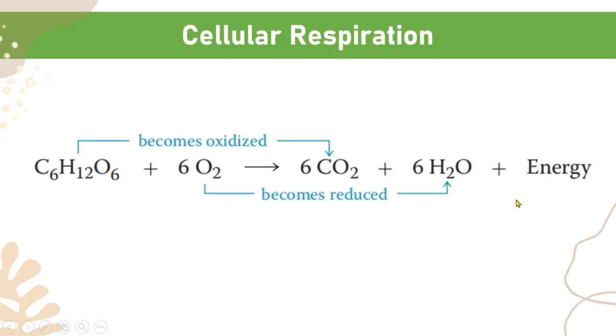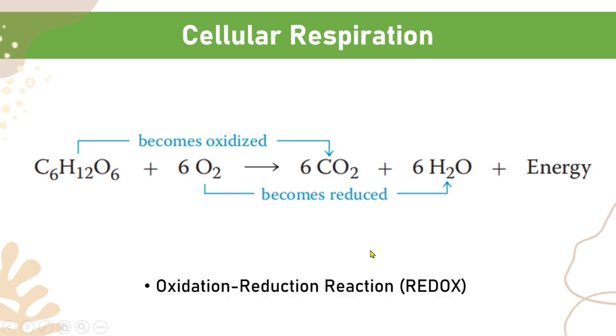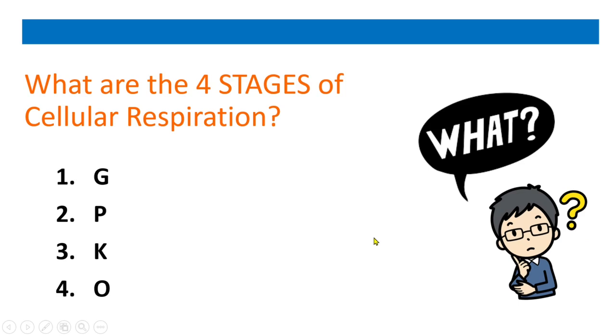Now, another thing we have to talk about is that cellular respiration is also a redox reaction. Do take note that glucose becomes oxidized into carbon dioxide, while oxygen becomes reduced to water. That's why it is also a redox reaction, just like photosynthesis. So again, glucose is oxidized to carbon dioxide, while oxygen is reduced to water. That's an important concept. It's an oxidation-reduction reaction.